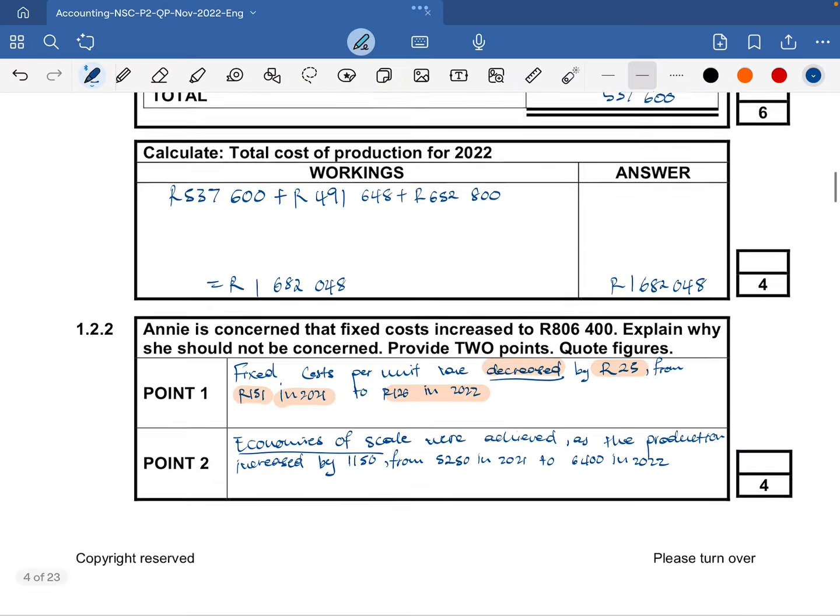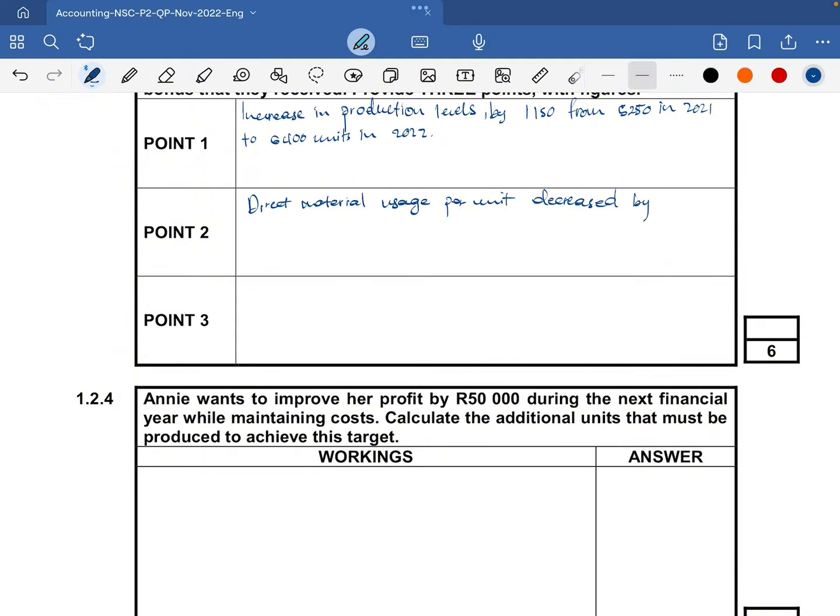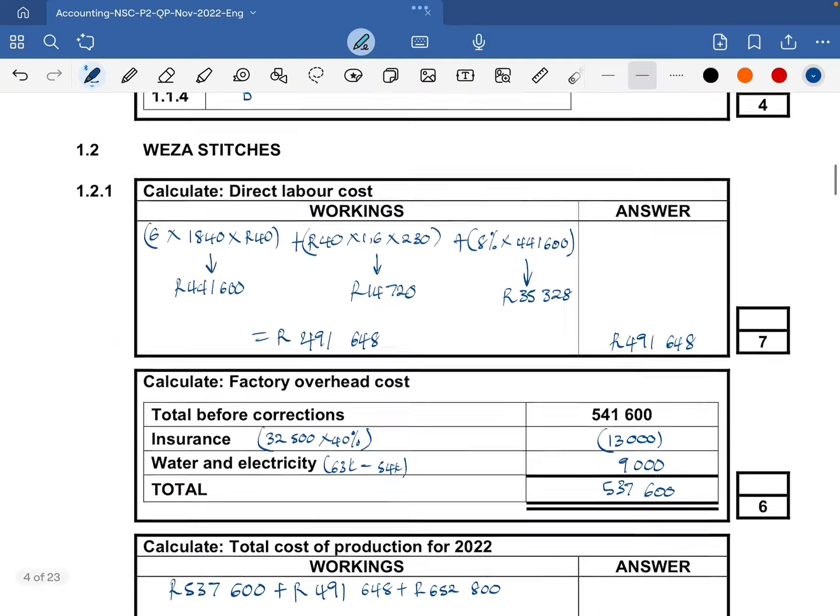So we can mention direct material usage decreased. Okay, let's just say usage per unit decreased by, okay, let's just get the difference.